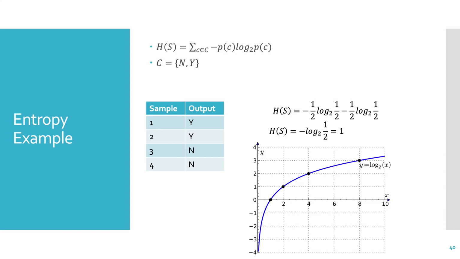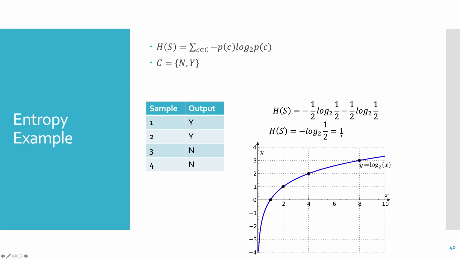What's our probability of no? Well, the probability of no is 1/2 here because in 2 out of 4 samples, the label is no. What's our probability of yes? It's also 2 out of 4, which is 1/2 again. Then our entropy becomes negative 1/2 log 1/2 minus 1/2 log 1/2. So what is that? It's 1.